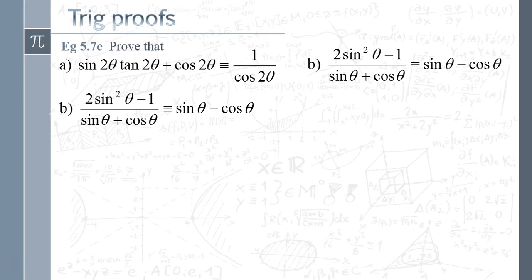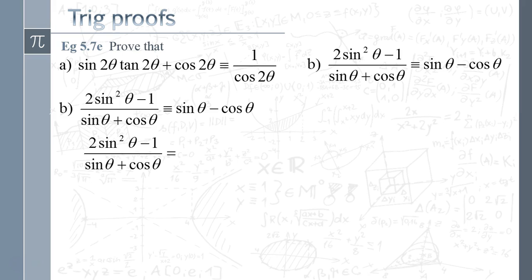Let's have a look at the second one, which is 2 sine squared theta minus 1 over sine theta plus cos theta is the same as sine theta minus cos theta. Again, we're going to start with the left-hand side, manipulate it, and turn it into that thing on the right-hand side.